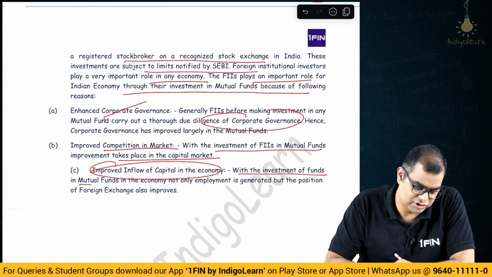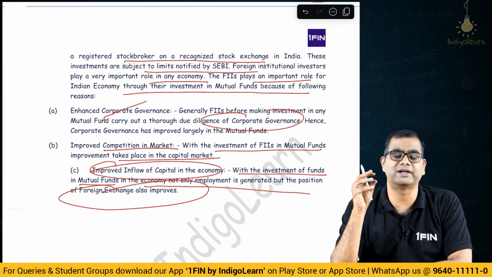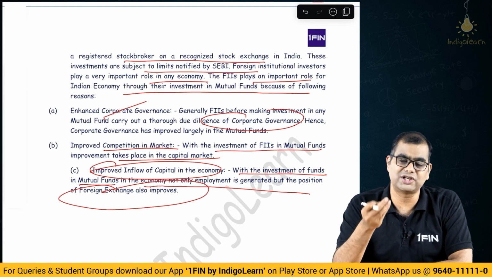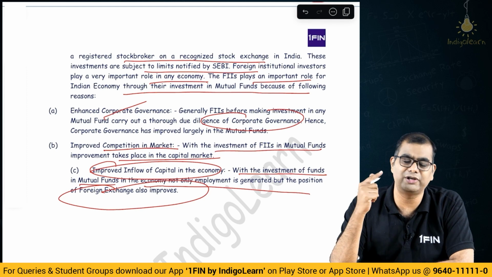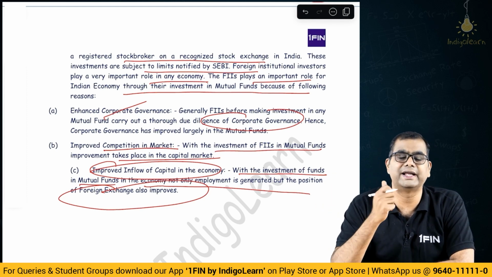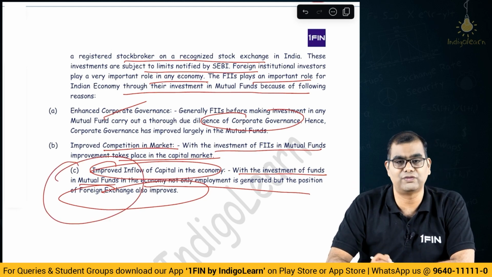With the investment of funds in mutual funds in the economy, not only is employment generated, but foreign exchange also flows in. So, when FIIs invest in a country, they bring their foreign currency. They give it to our local bank here. The local bank exchanges it and gives them rupees. That rupees they invest in the Indian market. When they take back money, the reverse happens. They sell the stocks, get money in rupees, give it to our local bank, take dollars and go away. So, they help improve our foreign exchange flows as well.